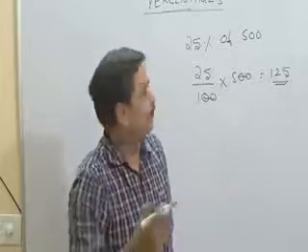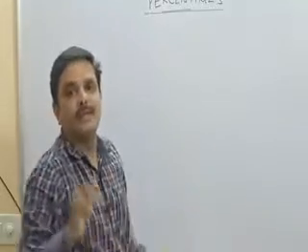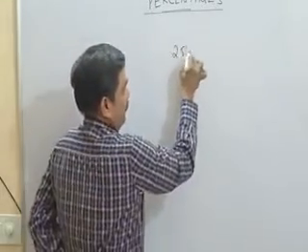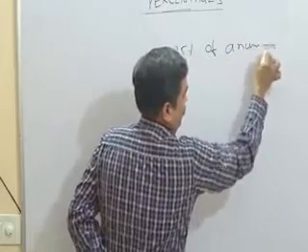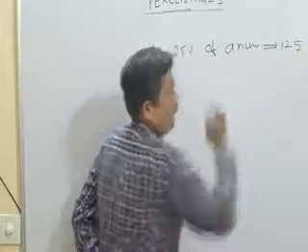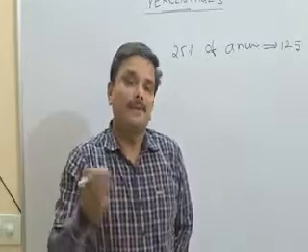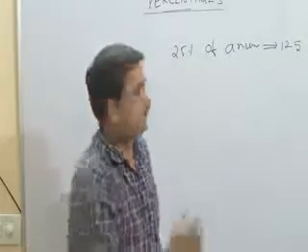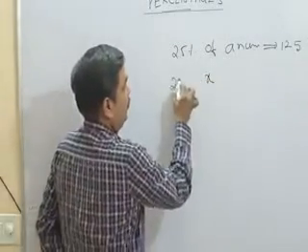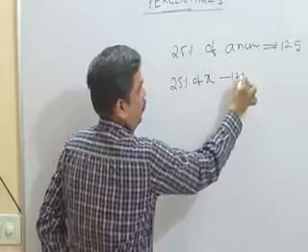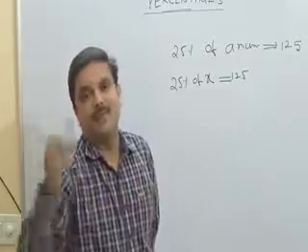Let's move further now. Suppose they give it in this way: 25% of a number is 125. And what is that number? Generally, the conventional way of doing this is to simply take the number as x. Then 25% of x is equal to 125. Then with basic algebra, we can find out the answer.